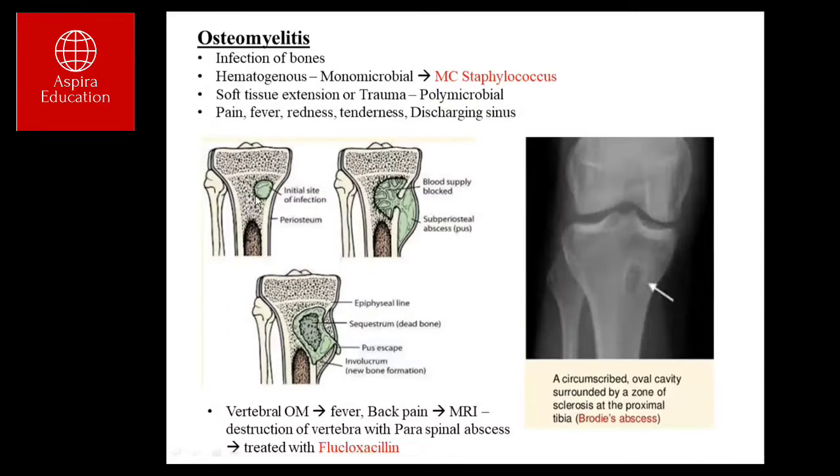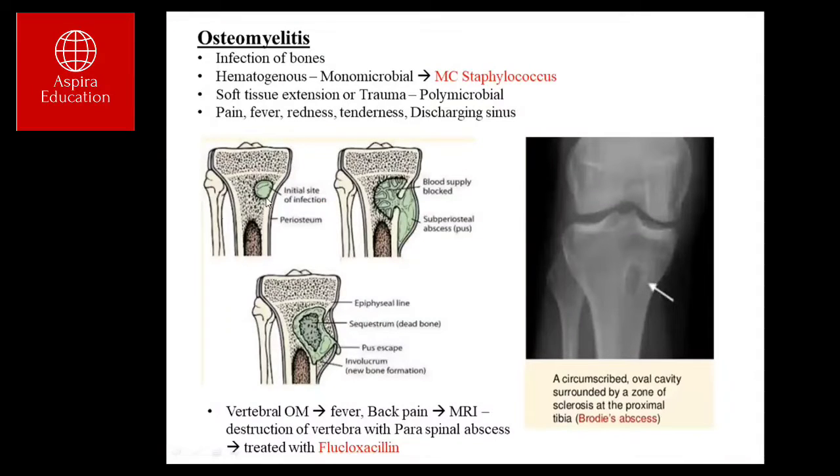Usually in a long bone, we have three parts. The middle part is called the diaphysis. The tip is called the epiphysis, and in between the epiphysis and diaphysis, we call it the metaphysis. The metaphysis of a bone is the part where there is a rich blood supply. So whenever there is an infection, usually the infection starts from the metaphysis, as you can see in this picture.